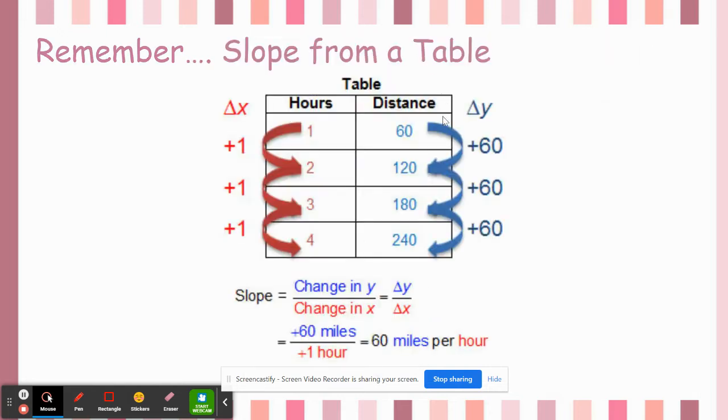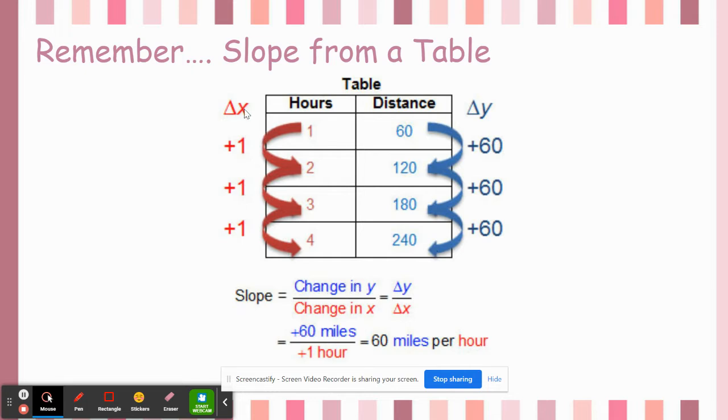Remember, from slope of a table, we find this is our x, and the one on the right is going to be our y. So x's are always first on a table. So we're going to find rise, which is our y values, or the change in y. This triangle means change. So how far did I go from 60 to 120? Well, we would be adding 60. If I add 60 again, I get 180. I add 60 again, I get 240. So the change in our y is 60.